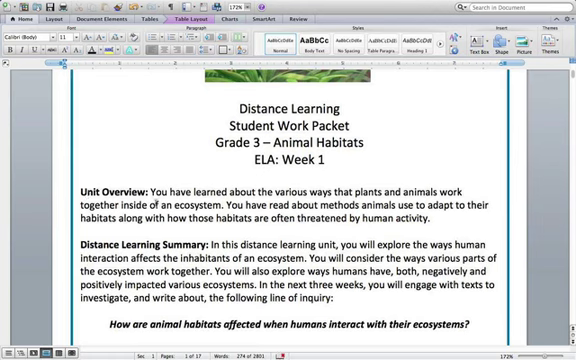Unit Overview. You have learned about the various ways that plants and animals work together inside an ecosystem. You have read about methods animals use to adapt to their habitats, along with how those habitats are often threatened by human activity.